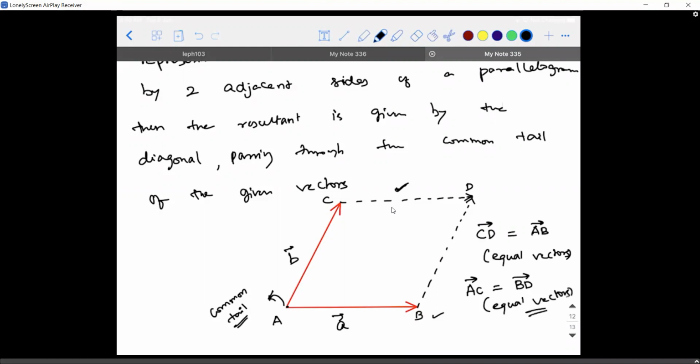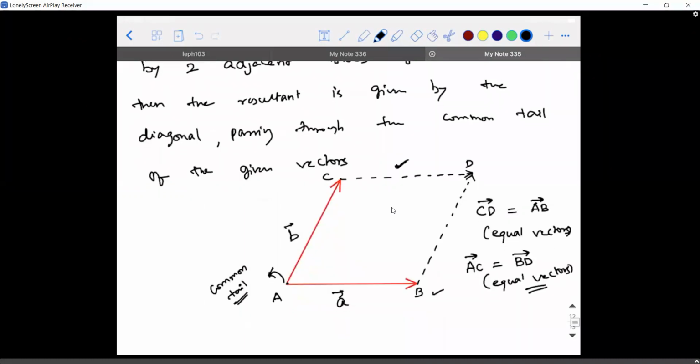Now what we have done is, though they have given us only 2 vectors, we have actually made the construction using the concept of equal vectors that we know, so that we completed a parallelogram. I hope you guys have concentrated on how I'm drawing the arrow marks also.